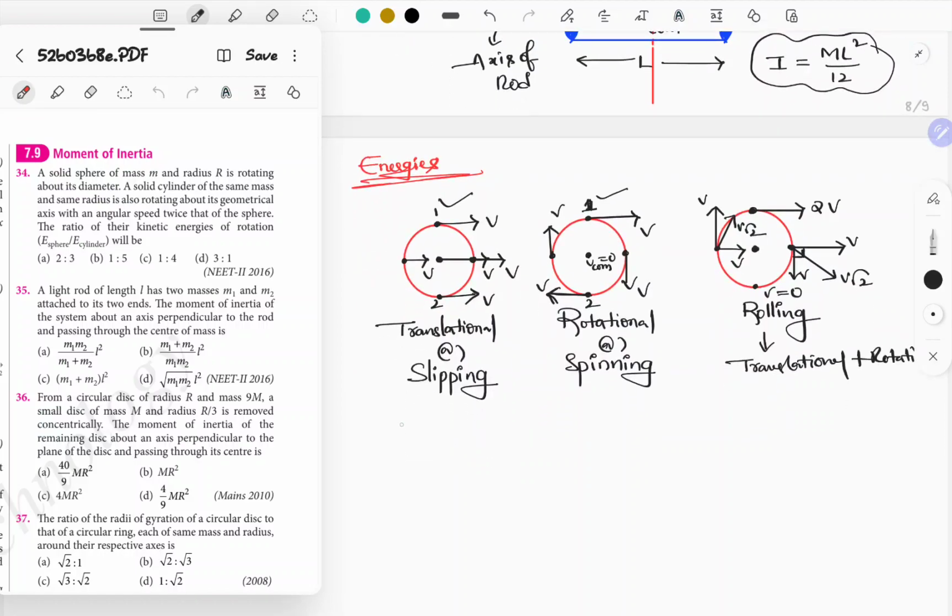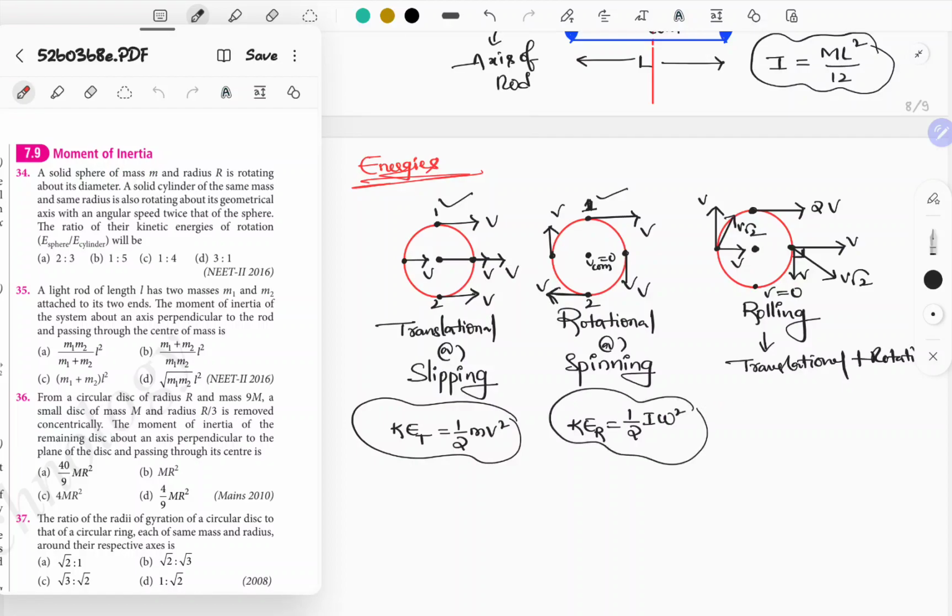So, types of energies. In the first case, we are going to get only translational kinetic energy, and it is represented as KET, which is equal to 1/2 mv square. Next, rotational kinetic energy, represented as 1/2 I omega square. So I is nothing but the moment of inertia of different types of objects. Here, total kinetic energy is equal to translational kinetic energy plus rotational kinetic energy.